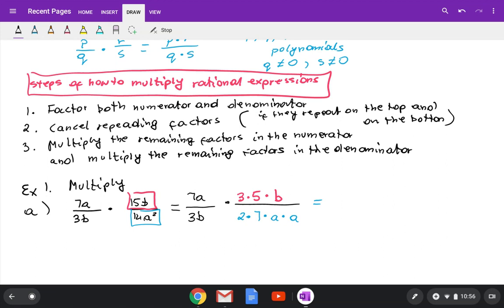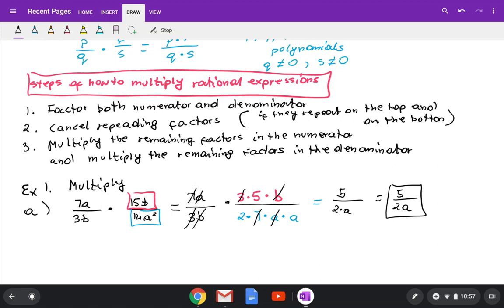So now I rewrite each expression using factors, and now I'm ready to cancel since I have a multiplication. So how do you cancel? The expression which repeats on the top and on the bottom, you can just cross it out. So I have 7, that cancels. I have a, that cancels. I have 3 on the top, 3 on the bottom, cross them out. Then you have b on the top, b on the bottom, cross them out. So we cancel repeating factors, and now we're just rewriting with the remaining factors. In my numerator, after canceling, I only have 5. In your denominator, we only have 2 times a. So the answer will be 5 over 2a.